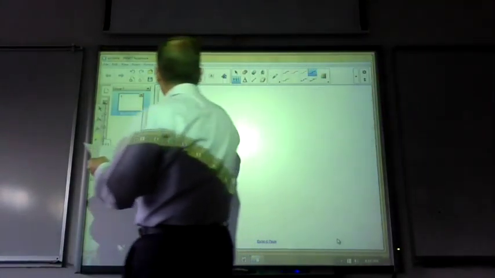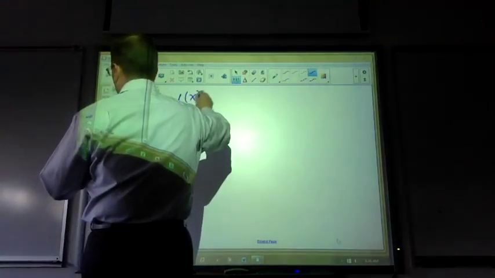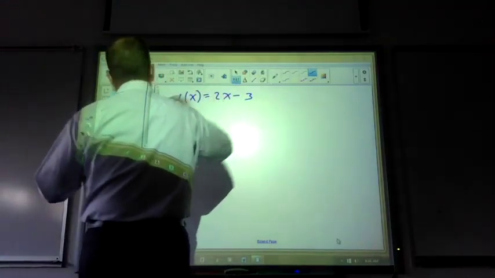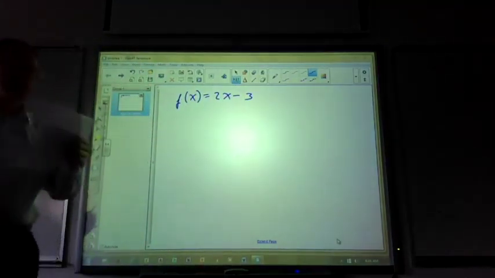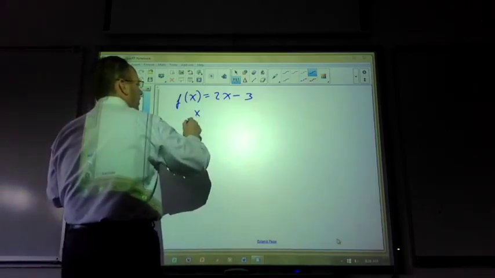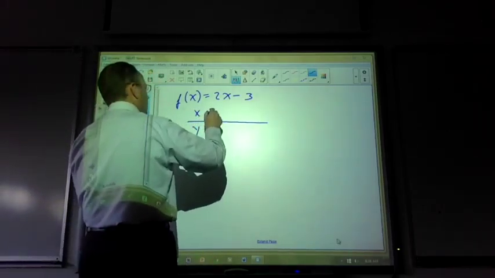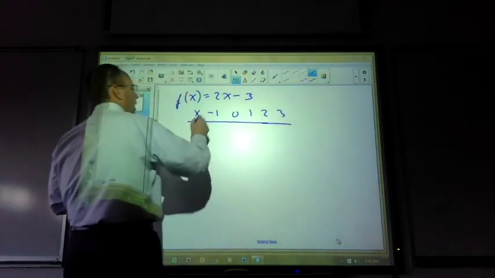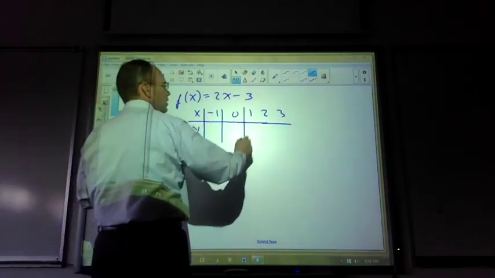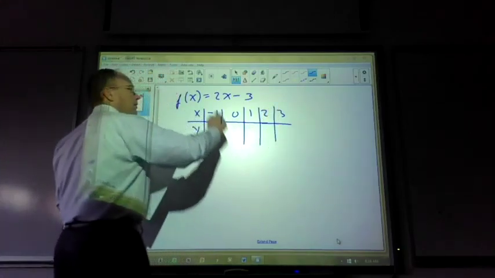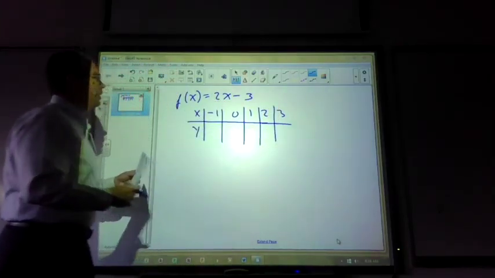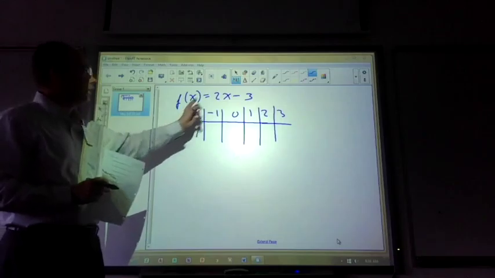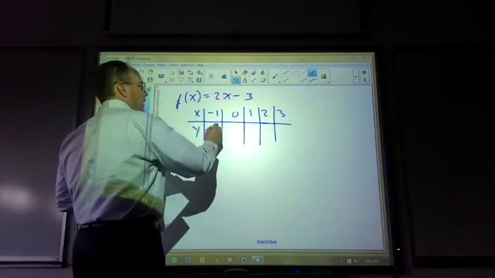Okay, so we have this. So complete the table, so we need to fill in the table that they're giving us. And they gave us -1, 0, 1, 2, and 3. Okay? And what these basically do is create points, an x and a y value. So let's plug in. So I get 2 times -1 is -2, -2 minus 3 is -5.